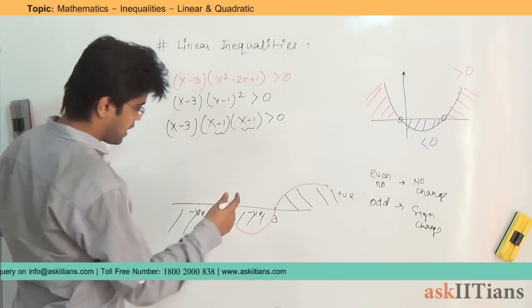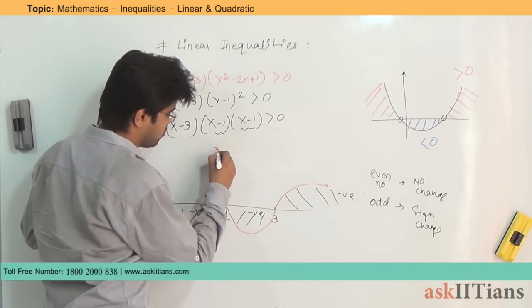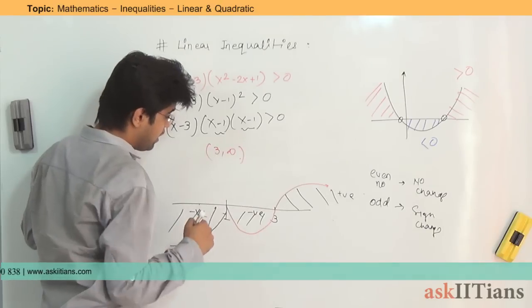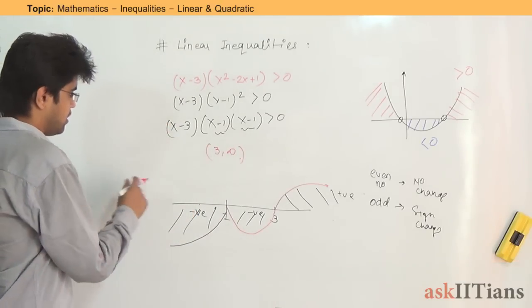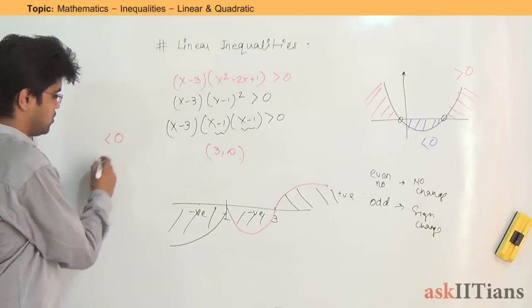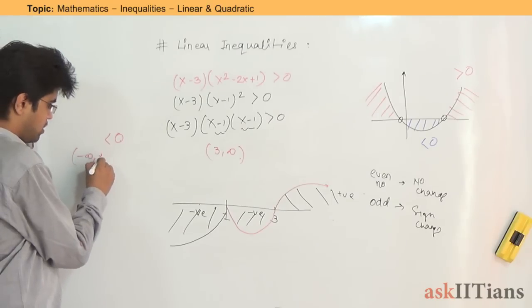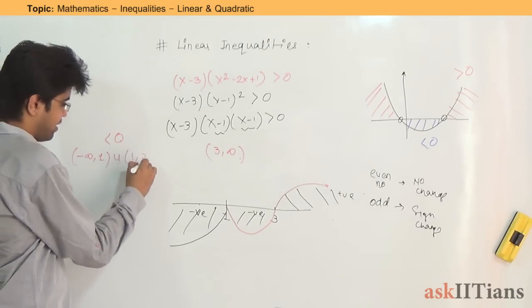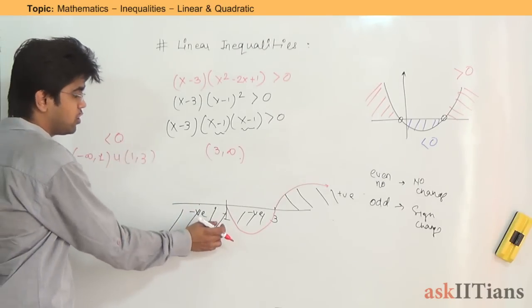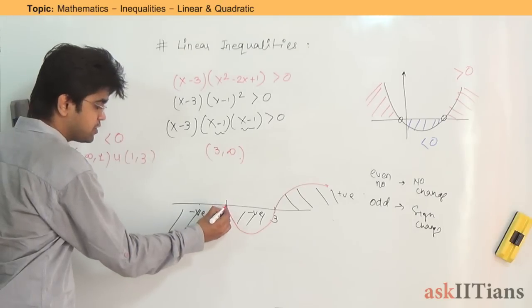My answer now becomes, I need to take the positive area, that means 3 to infinity. If someone asks me for the answer for less than 0, what am I going to say? Minus infinity to 1 union 1 to 3. Why am I writing this? Because 1 is not included. At 1 the value is 0.